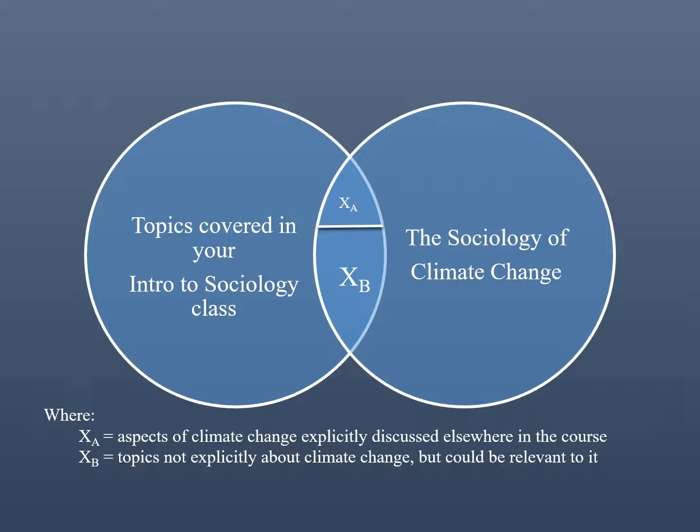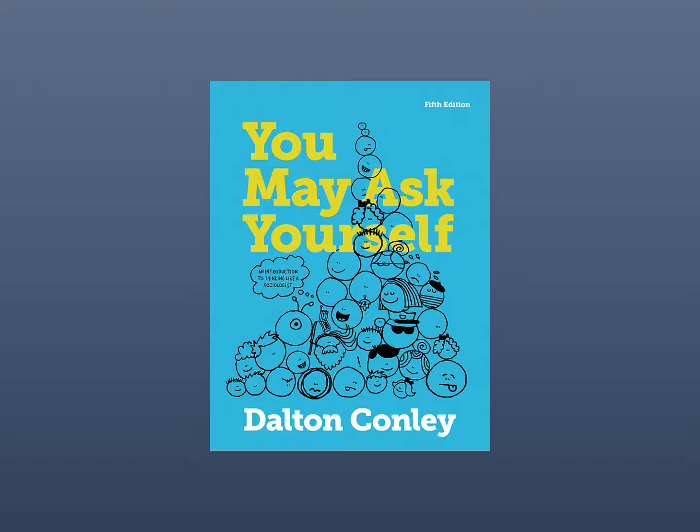X part B stands for chapters, or parts of chapters in textbooks that are not explicitly about climate, but may in fact be relevant for understanding some aspect of the climate issue. I believe that we will find that most sociology textbooks have quite a bit of content that fits into this category. Let's now go back to Conley and look at his table of contents in light of our diagram.